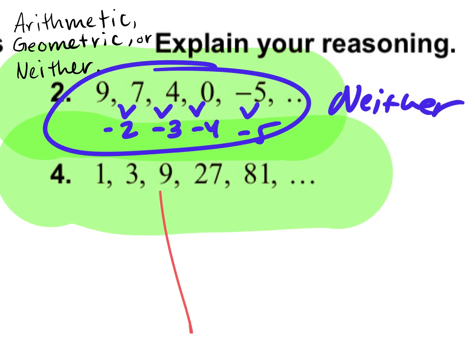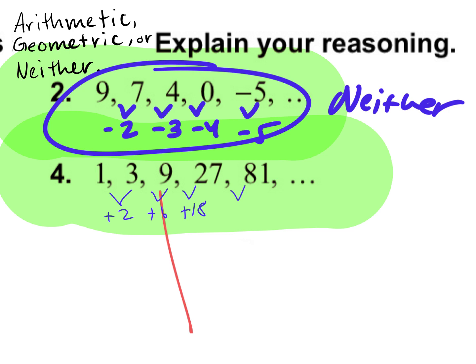So let's look at number 4. How did I get from 1 to 3? Okay, what's another way I could have looked at it? Plus 2. Okay, let's do it that way first. How did I get from 3 to 9? Plus 6. How did I get from 9 to 27? Plus 18. 27 to 81. Plus a lot. All right, are you adding the same number every time? No. Well, let's look at it another way.